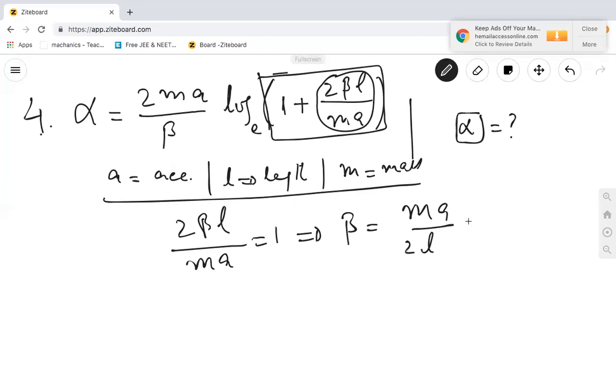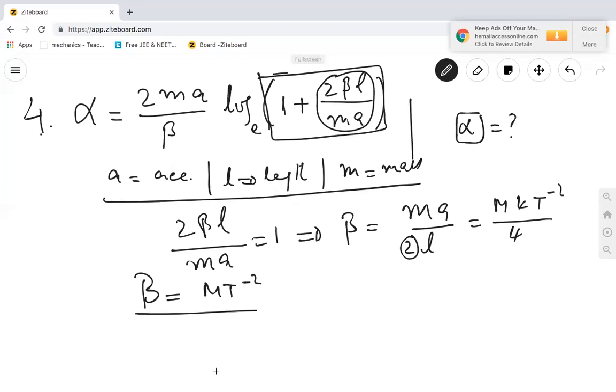So what are the dimensions? It's M, acceleration is LT minus 2, 2 is dimensionless, L gets cancelled. So beta dimension is MT minus 2. Is that right? But we are asked to find the dimensions of alpha. So what do we need to do?